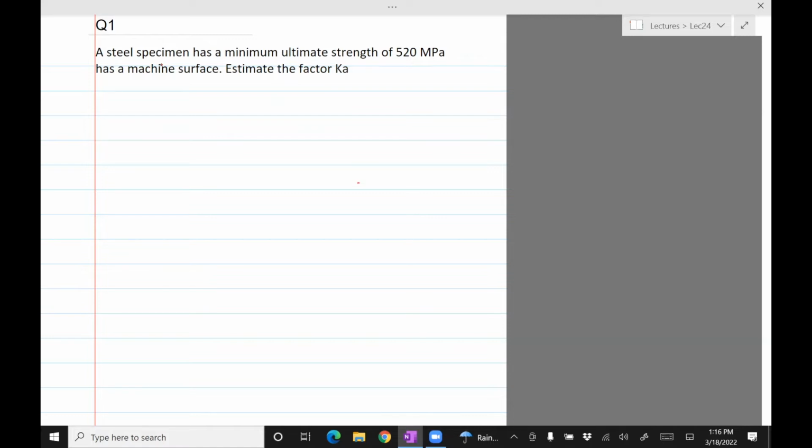Okay, so a steel specimen has a minimum ultimate strength of 520 MPa. So SUT is 520 MPa. Okay, here's a key piece of information. It's a machined surface, and we need to estimate Ka.